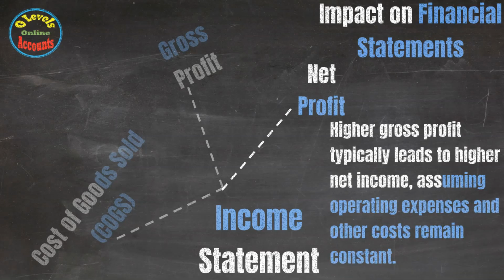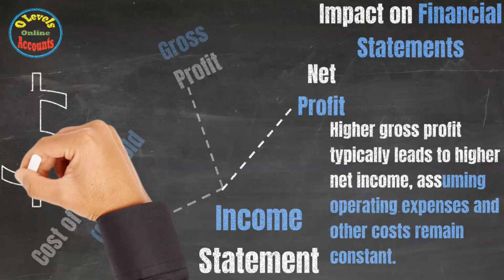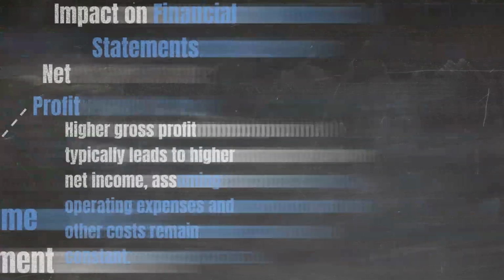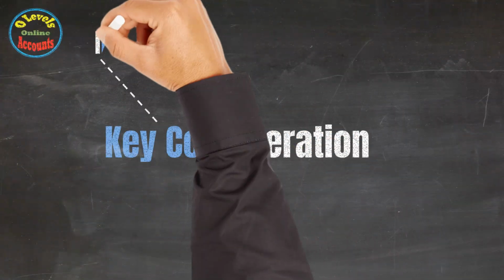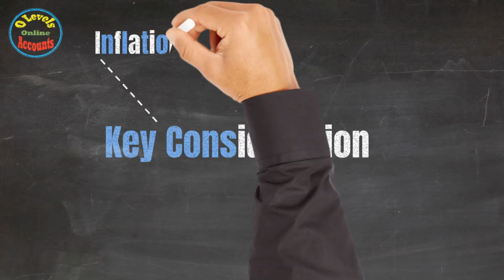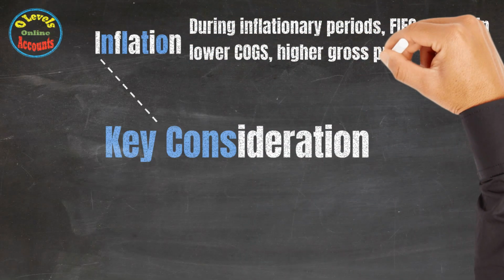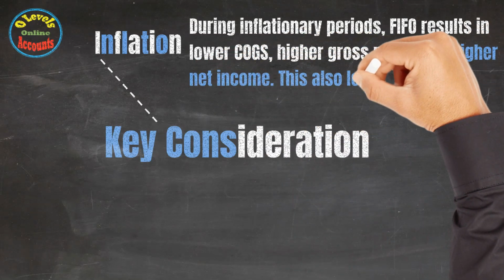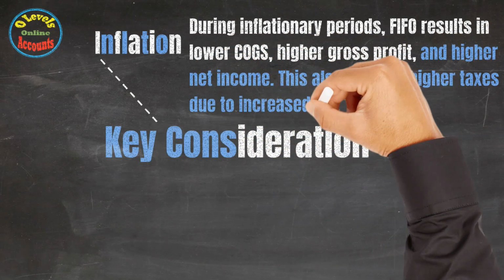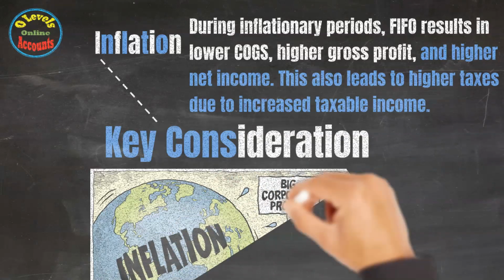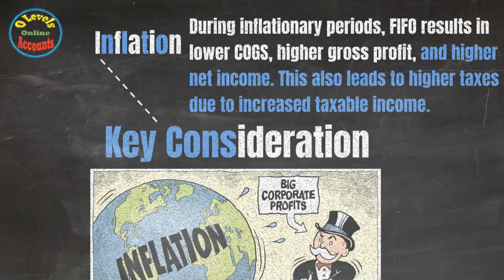Let's check the key considerations for adopting the FIFO method for inventory valuation in accounting. The first consideration is inflation. During inflationary periods, FIFO results in lower COGS, higher gross profit, and higher net income. This also leads to higher taxes due to increased taxable income. Let's move to the next slide.